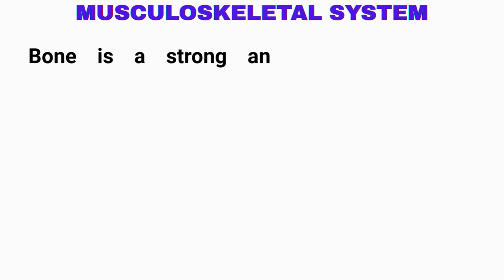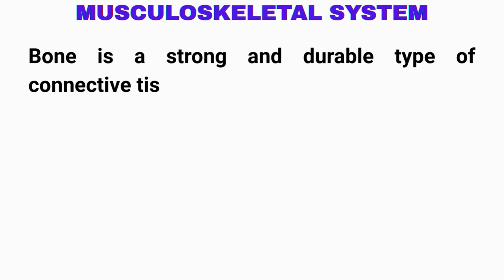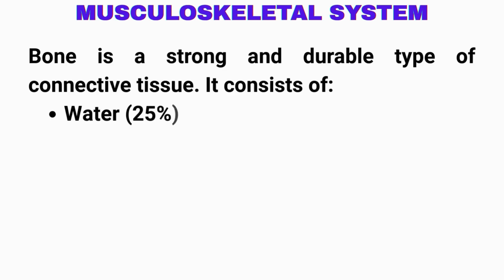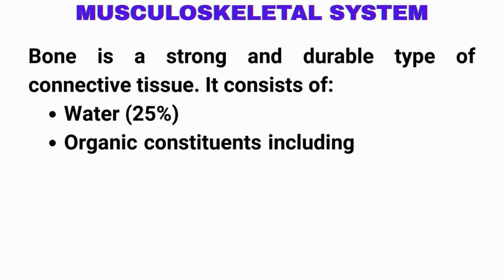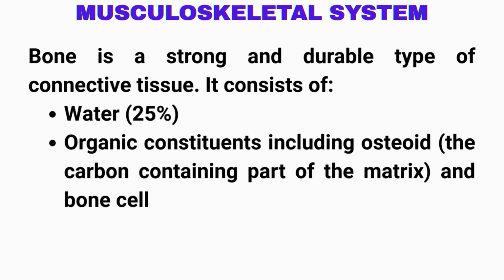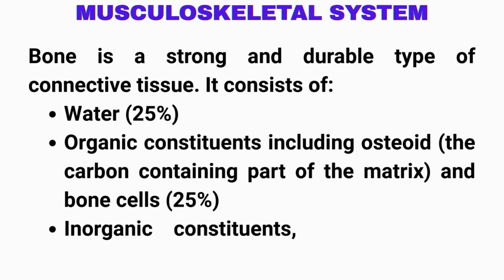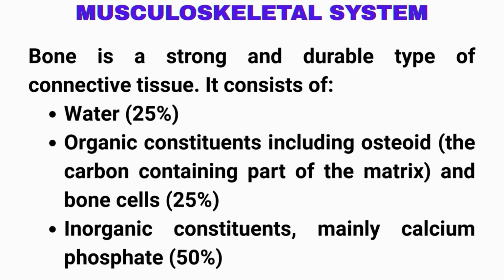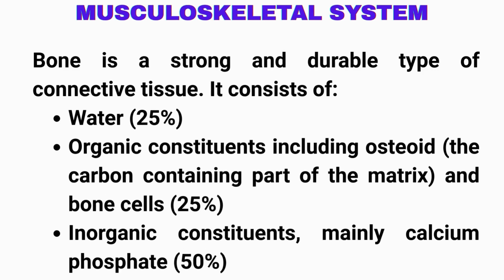Bone is a strong and durable type of connective tissue. It consists of water, 25%; organic constituents including osteoid, the carbon containing part of the matrix, and bone cells, that is 25%; and inorganic constituents, mainly calcium phosphate, that is 50%. Although the bones are hard and rigid, they are living structures built and maintained by living cells. If damaged, they can bleed and are painful, and if broken, they can mend. Continuous activity takes place inside the bones as they carry out their functions.